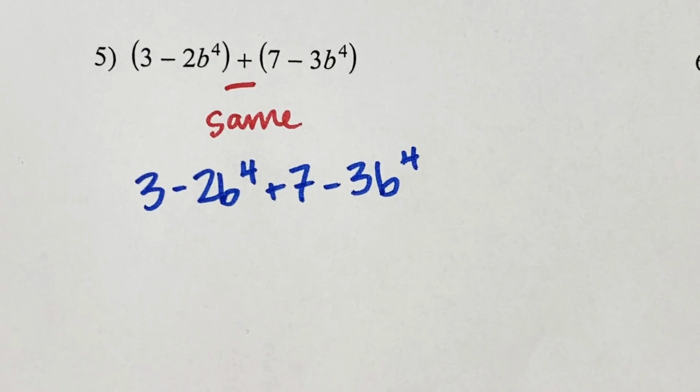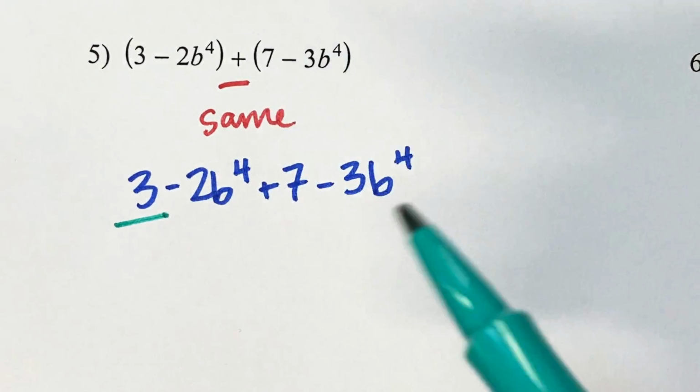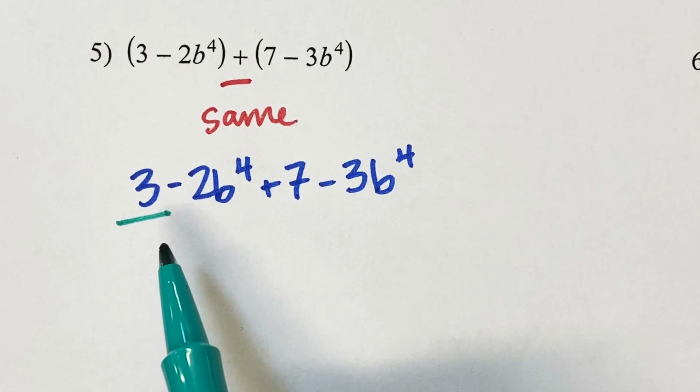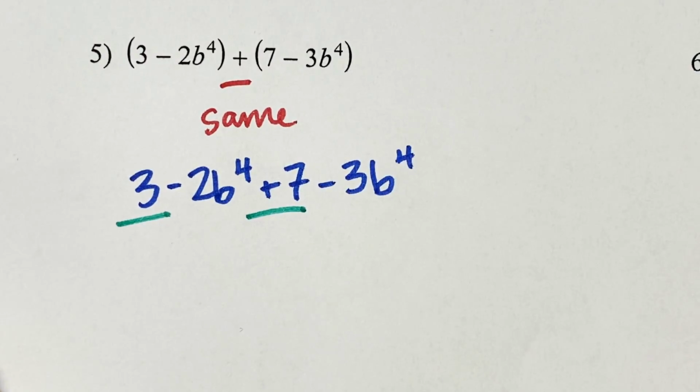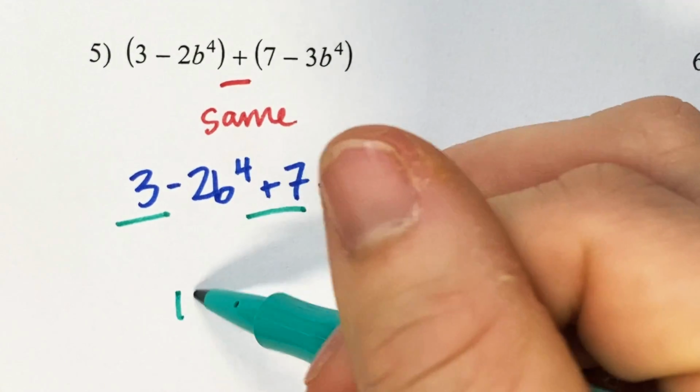Let's look at our first term, and see if there are any like terms. We have just a 3, so 3 with no variable attached. Where's my other number with no variable attached? It's going to be this plus 7. So 3 plus 7 is going to give me 10.